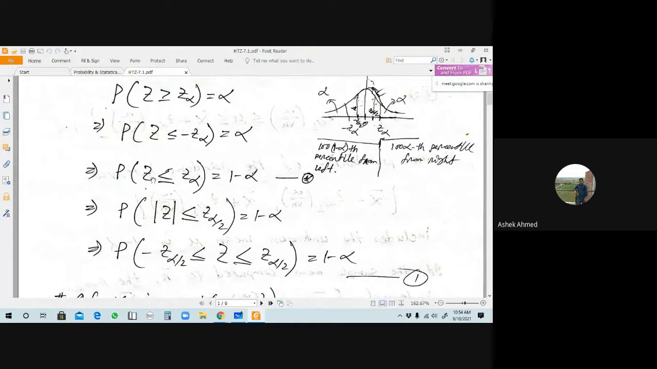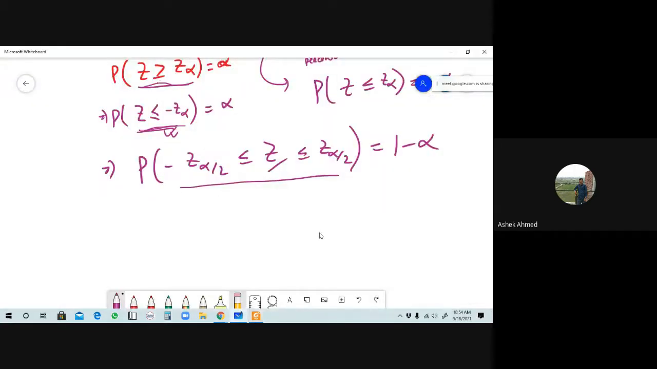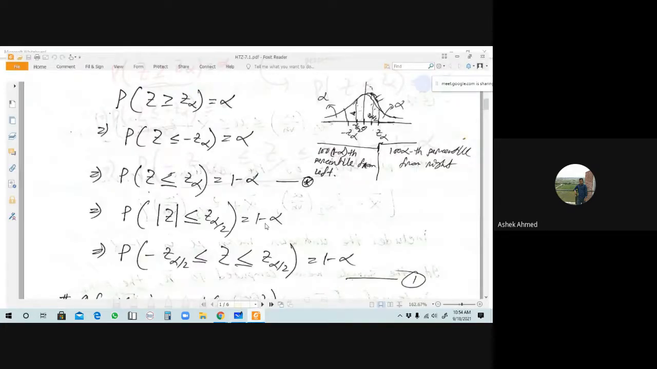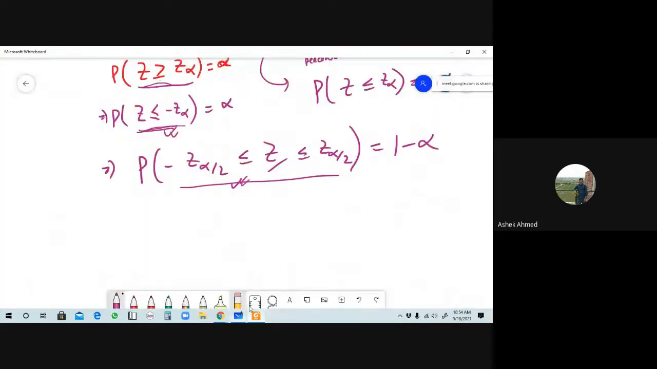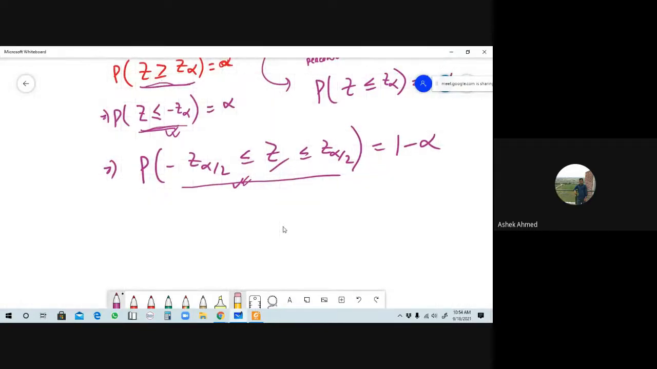So this is the property: z is less than or equal to z suffix alpha is 1 minus alpha. I have already written this directly; in short form you can write it in absolute value form. We mainly need this line, so we are writing it. Now tell me, what do you mean by capital Z here? It represents the standard normal variable.